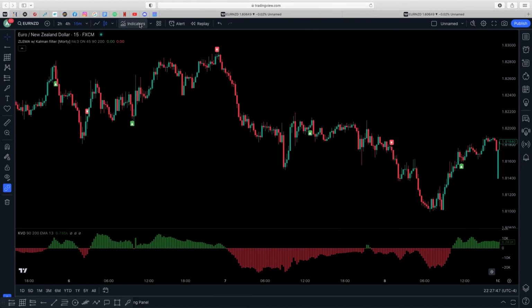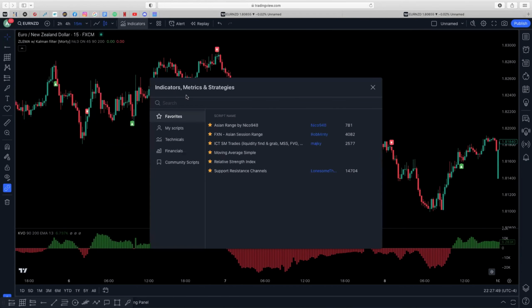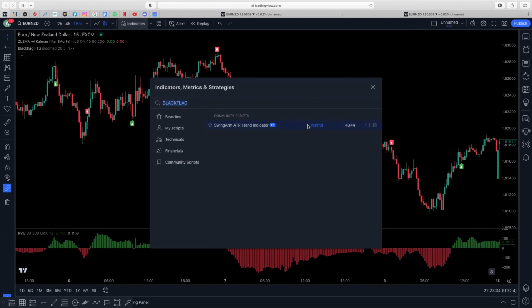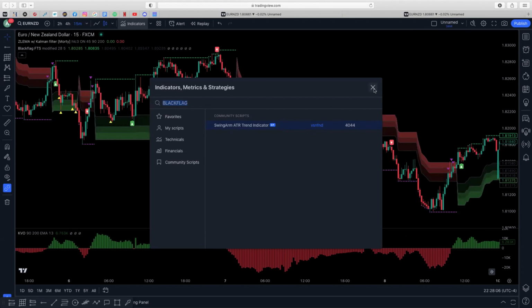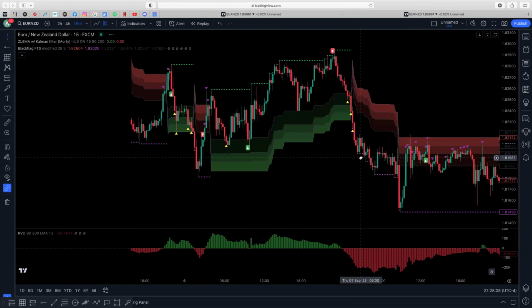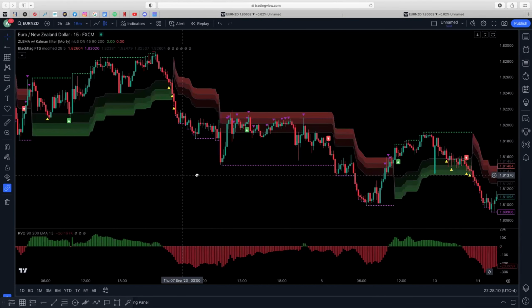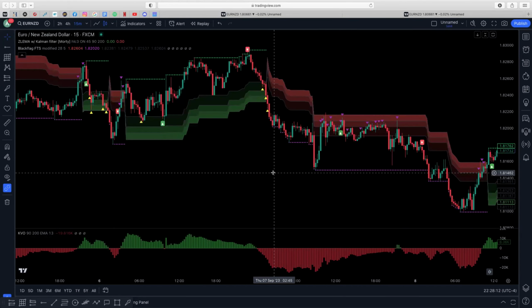Now you go onto the indicators here, and you type the black flag indicator. So this is the indicator here. You click on it once and it's going to appear in your chart. Now we have the indicator running, but it looks pretty messy. So we have to go on and do some changes.